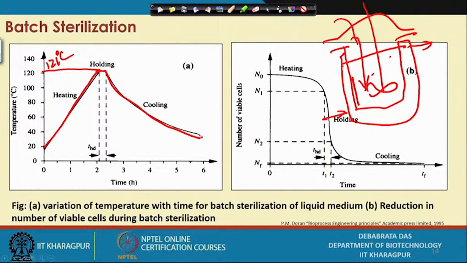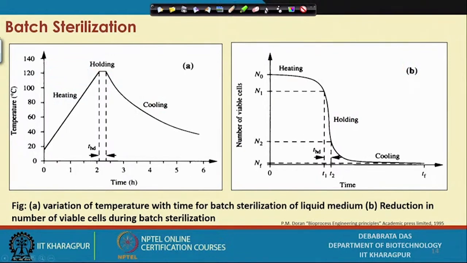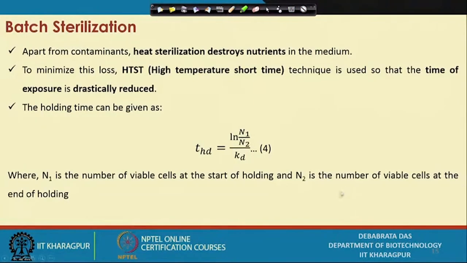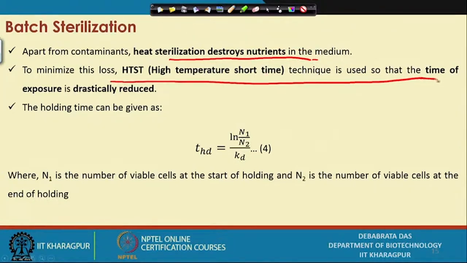Now, during the heating process, some organisms will be killed. During the holding process, most of the organisms will be killed, and in the cooling process also some organisms will die. So, total sterility not only depends on the holding section, it depends on the heating section as well as the cooling section. Apart from the contamination, the heat of sterilization destroys the nutrients in the media. High temperature short time techniques are used, so that the time of exposure is drastically reduced.